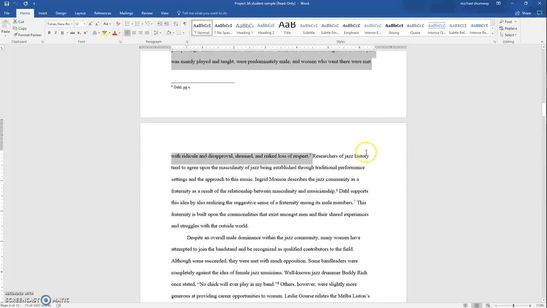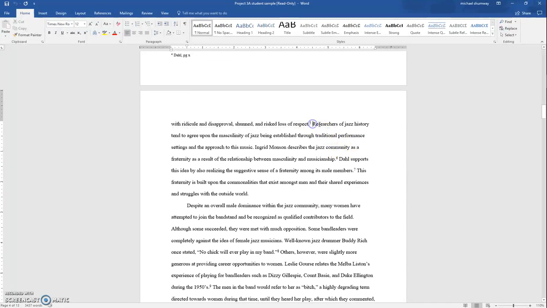And then what we can see here, if we move on, is we begin to do the synthesis, where we're bringing in another source that's also talking about history, and we're going to start to construct some sort of relationship between these sources. So let's see. "Researchers of jazz history tend to agree upon the masculinity of jazz being established through traditional performance settings and the approach to this music." Ingrid Monson, author 2, describes the jazz community as a fraternity, etc. And so again, we've got our brief introduction, we've got our introduction of the second source, and the main argument: jazz is a fraternity.